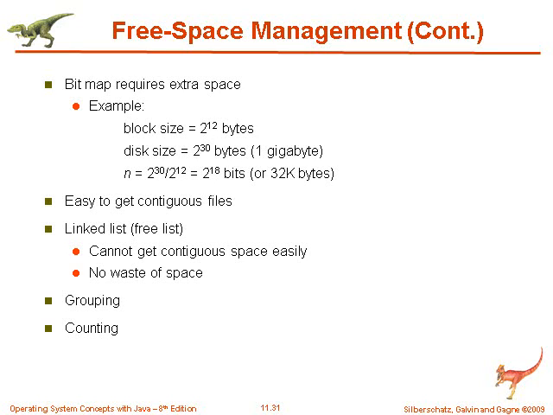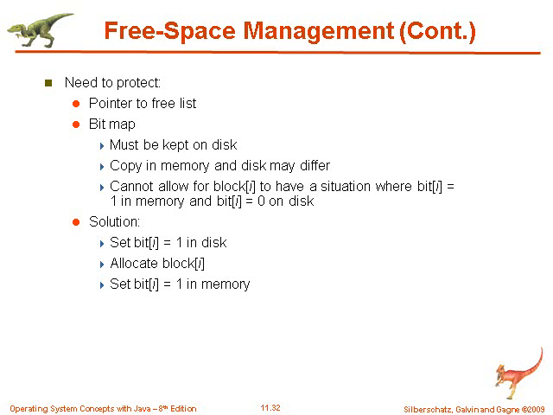Counting is an approach that takes advantage of the fact that, in general, several contiguous blocks may be allocated or freed at one time. Instead of keeping a complete list of free blocks, we keep the address of the first free block and how many follow it. Then the next entry keeps track of the next non-contiguous free block and how many follow it, and so on. Each entry requires more space, but due to the contiguous space there are fewer total entries. So overall, this method can be more efficient than a pure linked list.